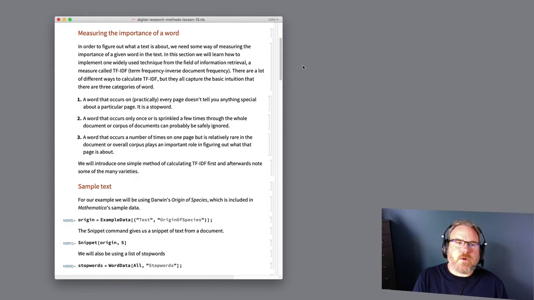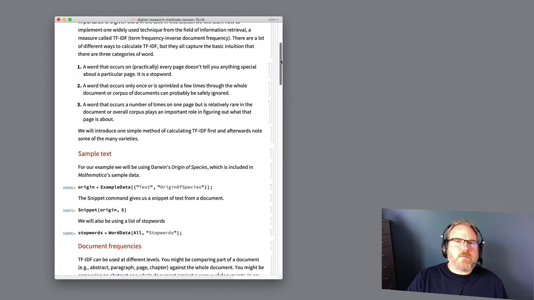On the other hand, a word that occurs only one time in the entire text, or is sprinkled a few times through a whole collection of documents, or corpus of documents, can probably be safely ignored, at least for determining relevance in the sense that we're thinking about. A word that occurs a number of times on one page, but is relatively rare in the document overall, or relatively rare in the collection of documents overall, is the kind of word that we want to be emphasizing. And that's what TFIDF does for us.